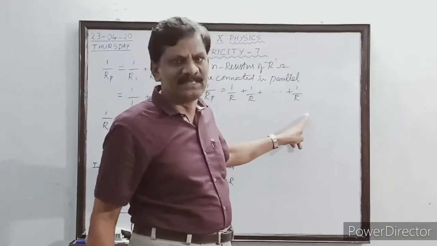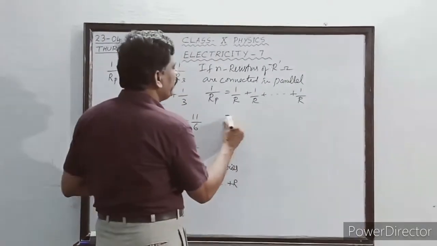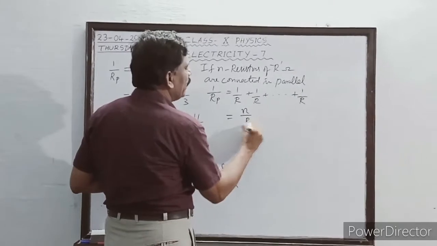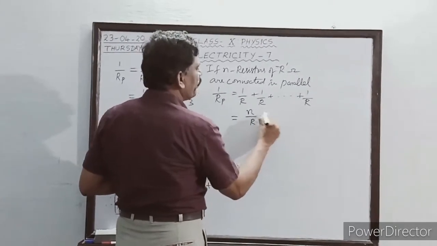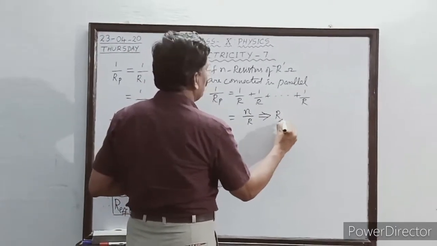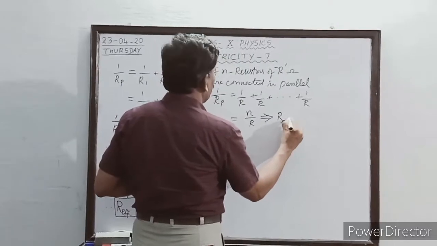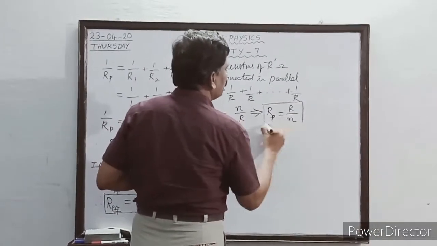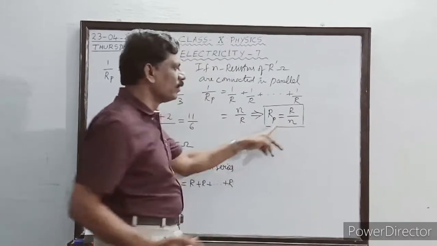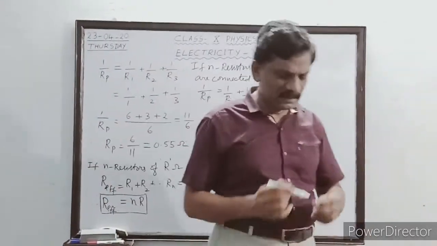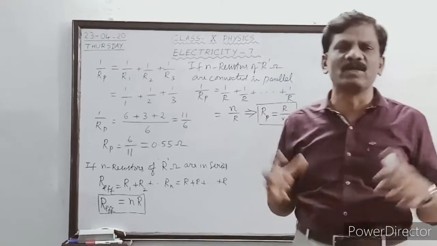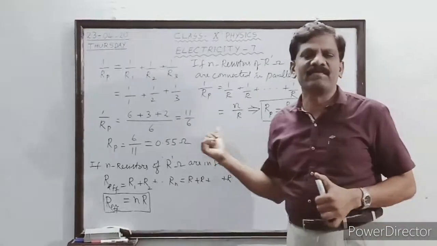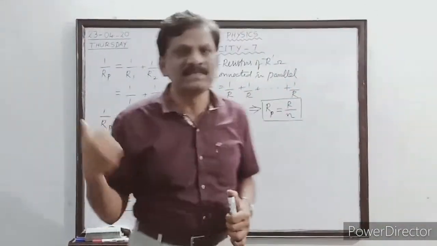So N number of terms. So this will be equal to N by R. And this implies R parallel is equal to capital R divided by N. So R parallel is equal to R divided by N. So this is also for competitive exams, where quick answering of the question is required.